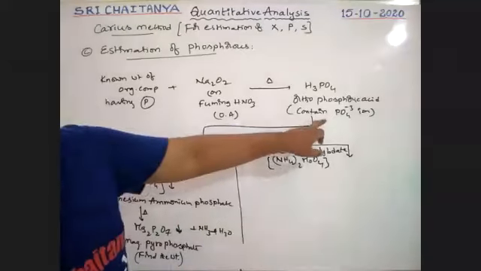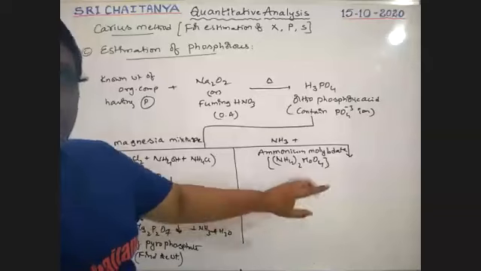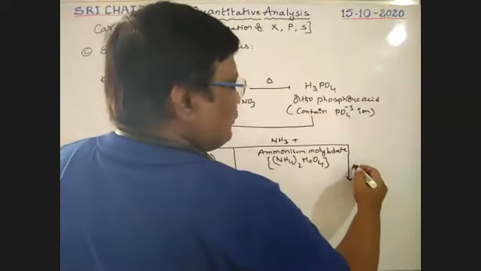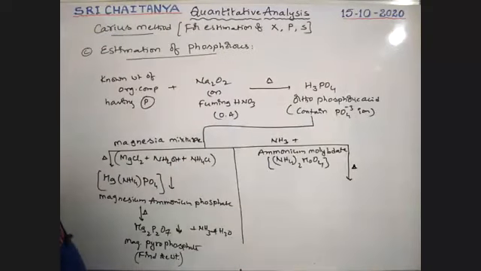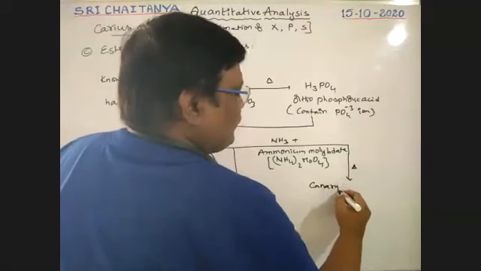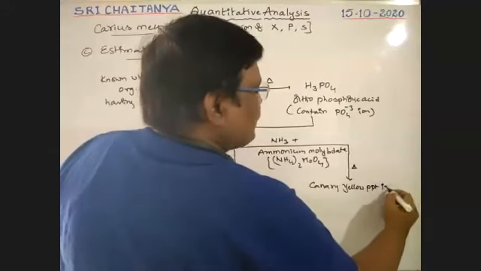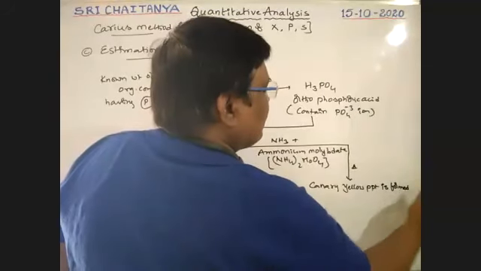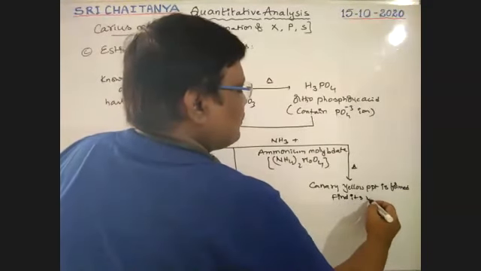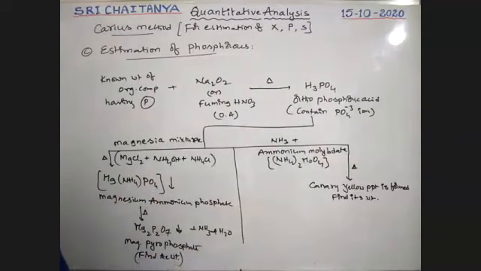To this phosphoric acid, ammonia gas and ammonium molybdate is added and heated. Now a canary yellow precipitate is formed, boys. Find its weight. What is this canary yellow precipitate, boys? That is ammonium phosphomolybdate. Already we know.